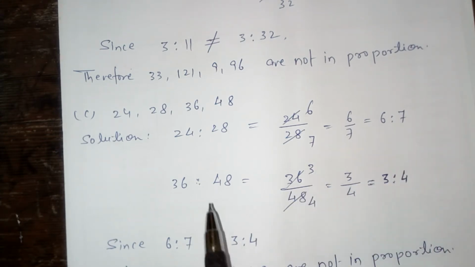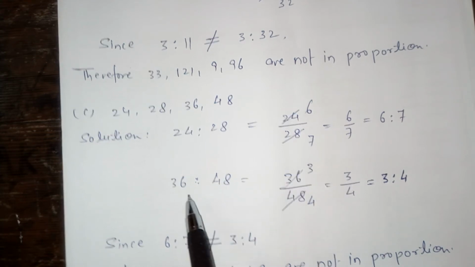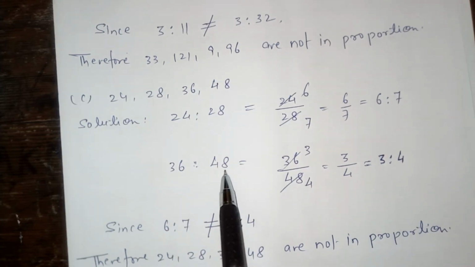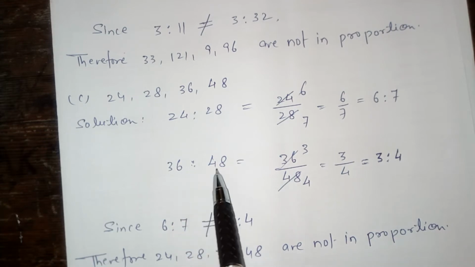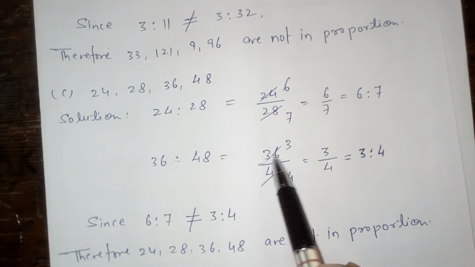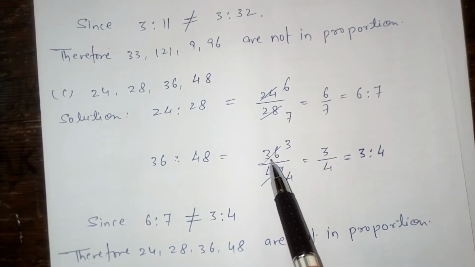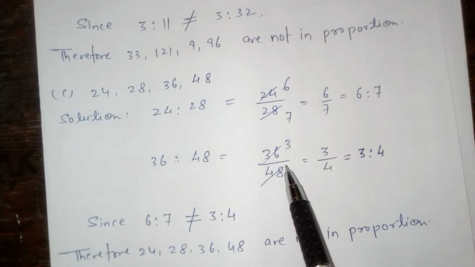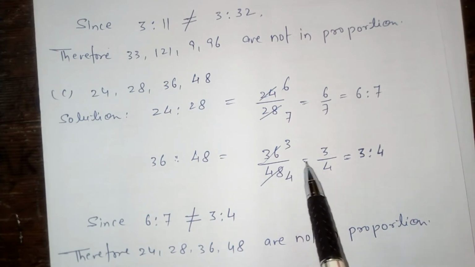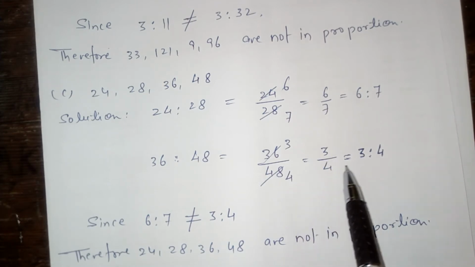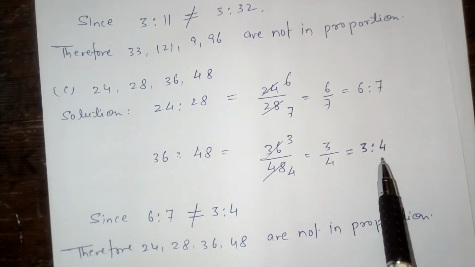Okay. Now again we will find out the ratio of third and fourth number. Third number is 36, fourth number is 48. The ratio of third and fourth number will be 36:48 is equal to 36 upon 48. 36 and 48, it will be cancelled by same number, that is 12. 12 3 is 36, 12 4 is 48. It will give to you 3 upon 4 is equal to 3:4.